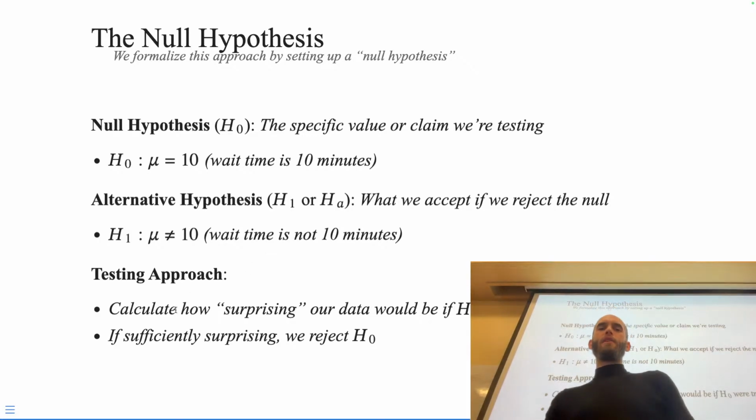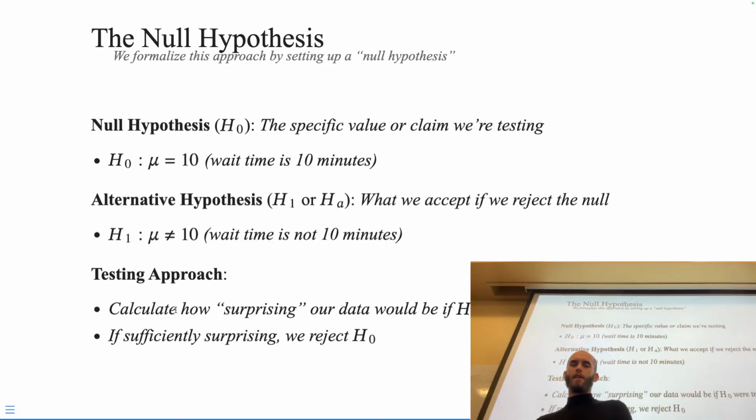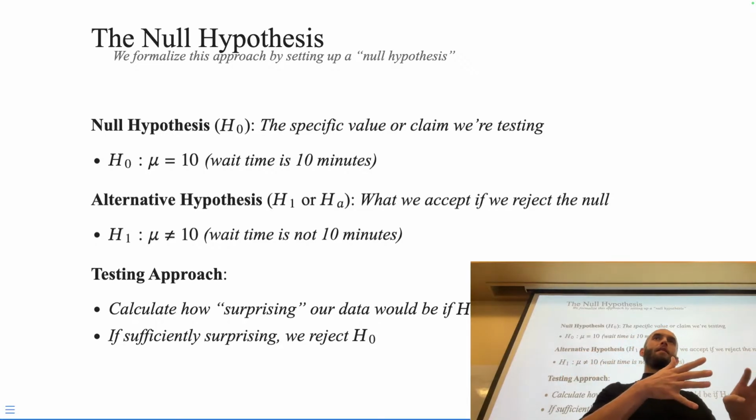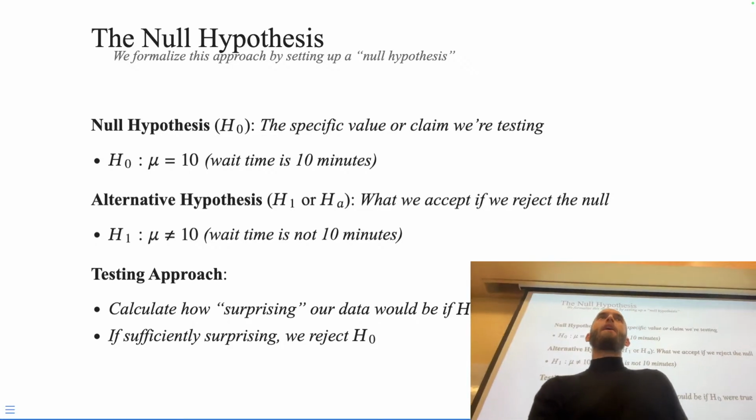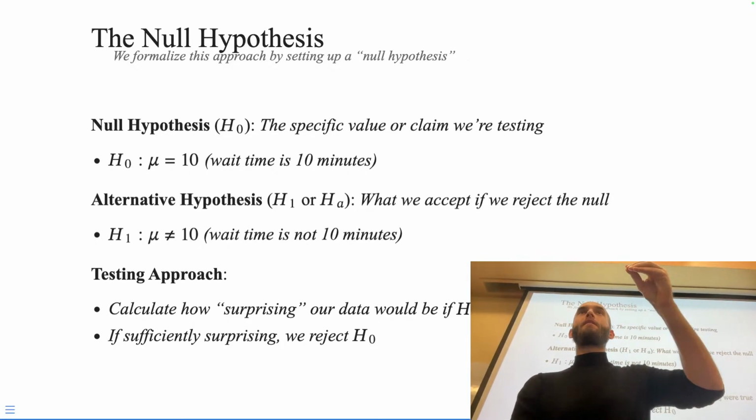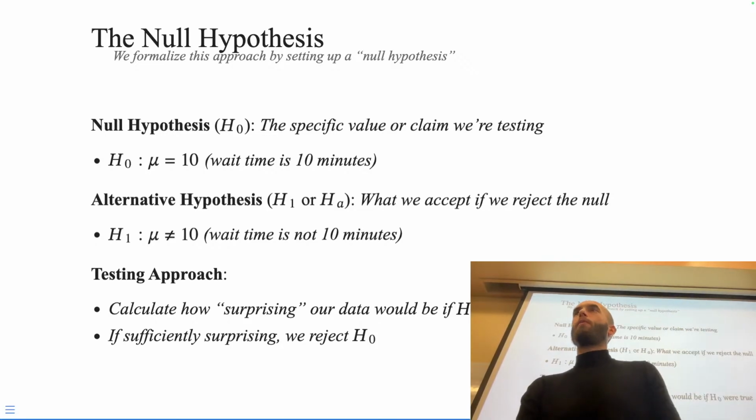So the approach we're taking, what we call a testing approach, is essentially calculating how surprising our data is if our null hypothesis were true. And it's this level of surprise that we're going to formalize in a p-value.